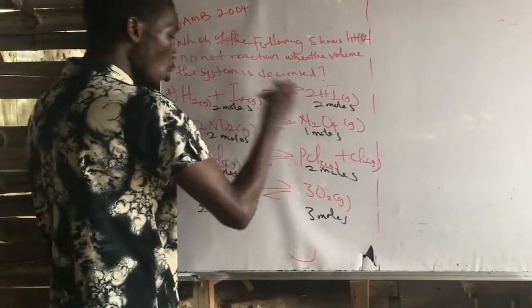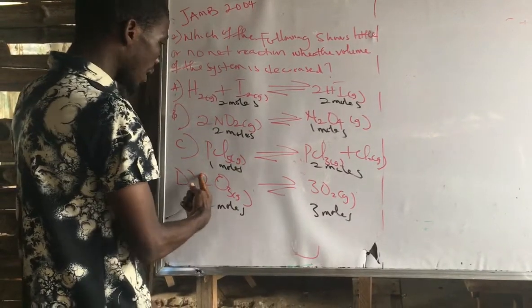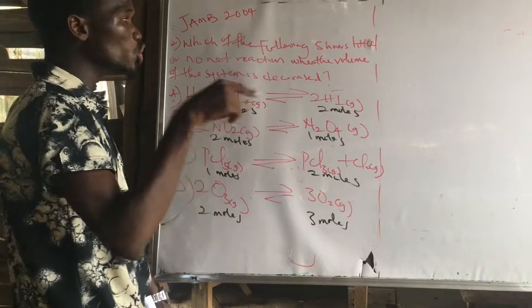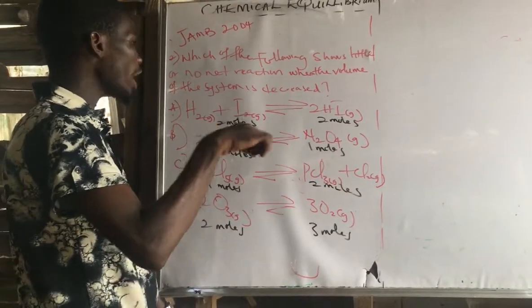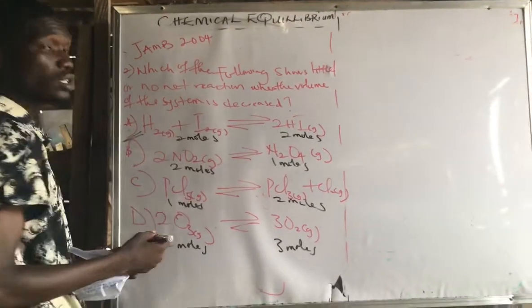So A has 2 moles, 2 moles. B, 2 moles, 1 mole. C, 1 mole, 2 moles. D, 2 moles, 3 moles. So the one that shows no net reaction when the volume of the system is decreased is A. You can see.